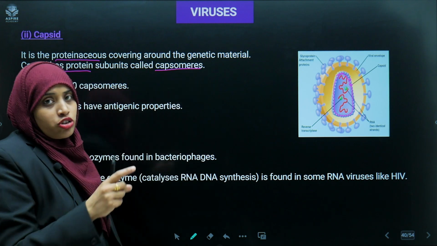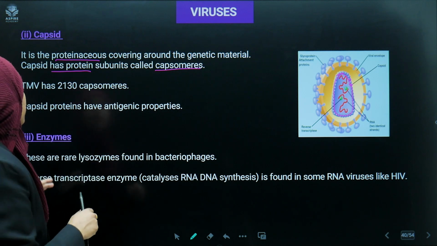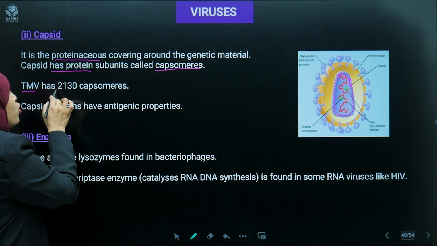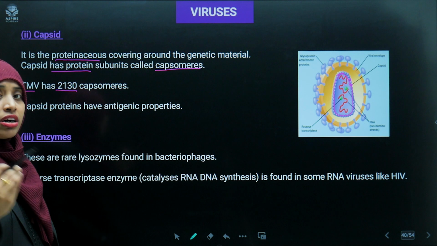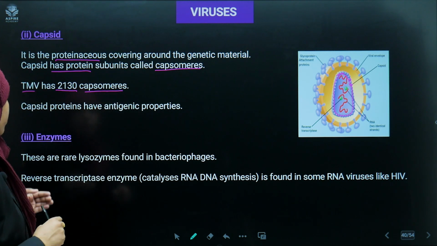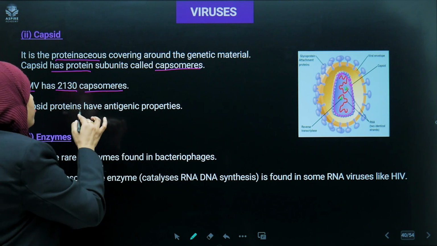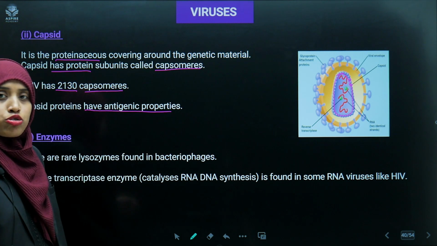Now it was found that in tobacco mosaic virus, TMV, there are about 2130 capsomers present from which TMV is made. Now the capsid protein, the protein in the capsid, also has antigenic properties.